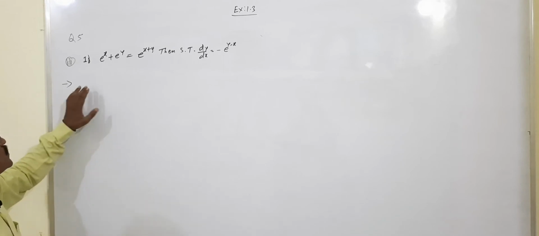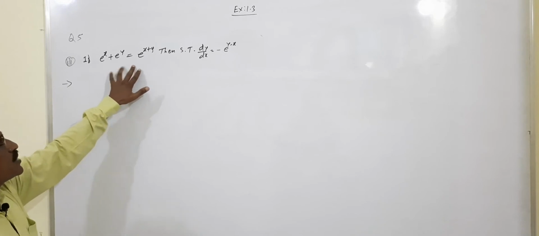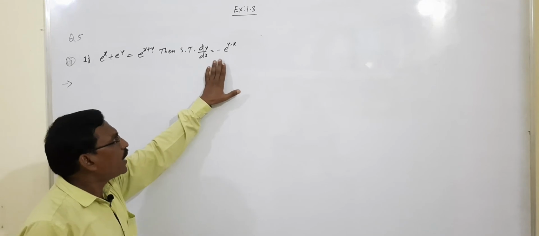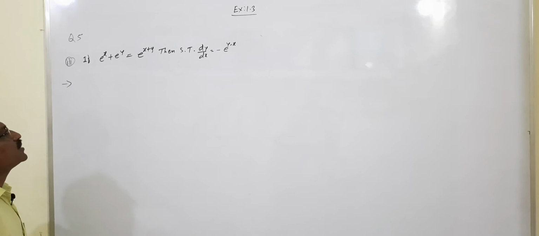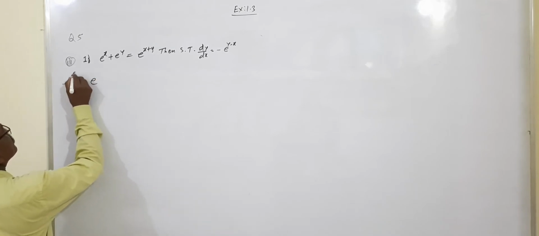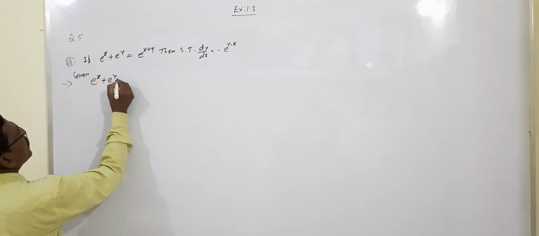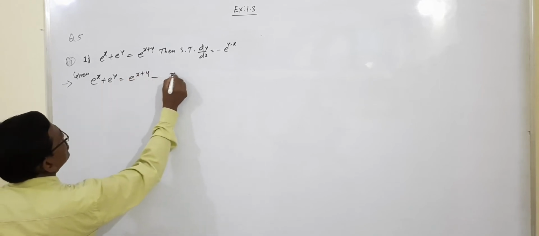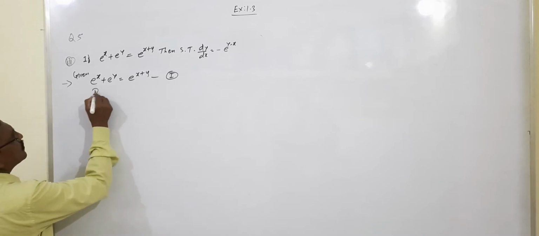Now this example, if e raised to x plus e raised to y equal to e raised to x plus y, then show that dy by dx equal to minus e to the power y minus x here. These are the exponential functions given that e raised to x plus e raised to y is equal to e raised to x plus y. Call it equation first. Now we differentiate it with respect to x.